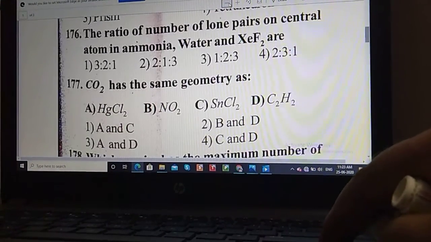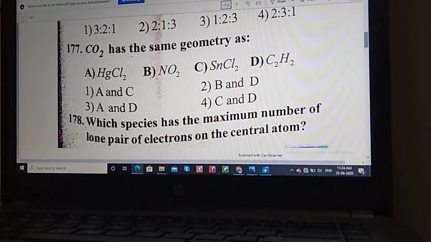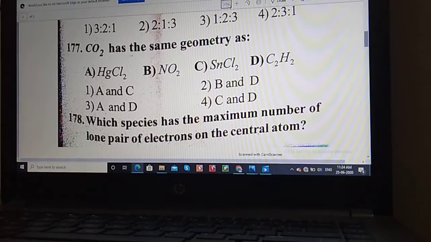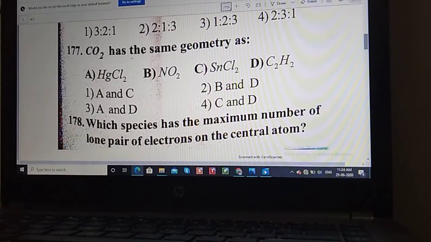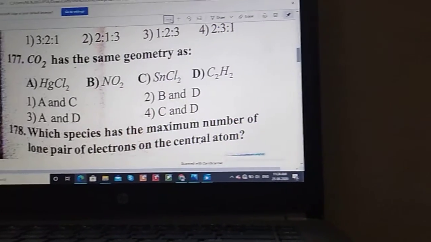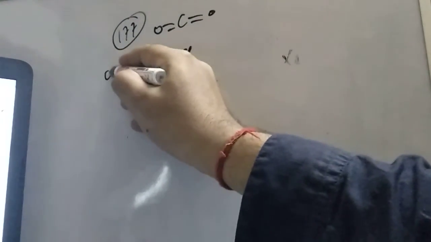Now let us move to question number 177, student. What are they saying? CO2 has the same geometry as which one? So C double bond O has the same geometry, and they are asking which one has it. So now come on the board, student. They have given some options that we are going to do on the board. So CO2 is there, student, and when you talk about HgCl2, it has a linear structure, the same geometry.